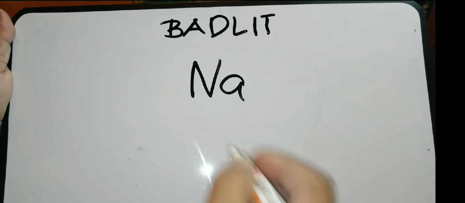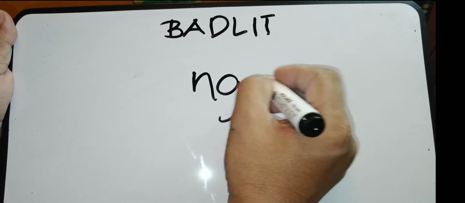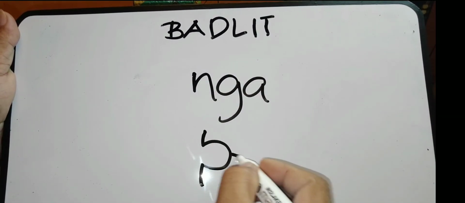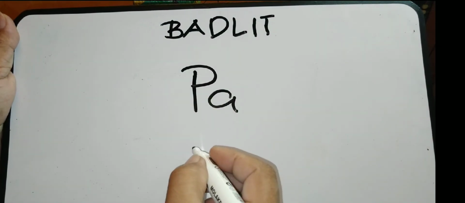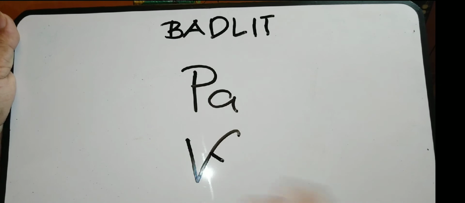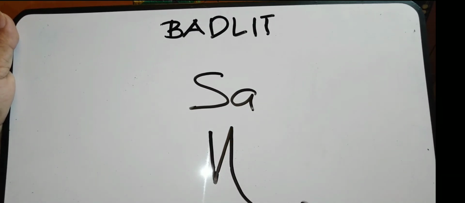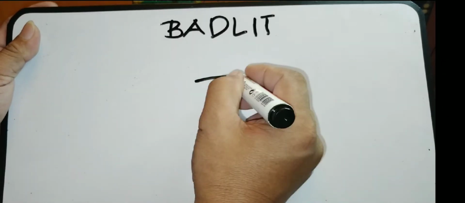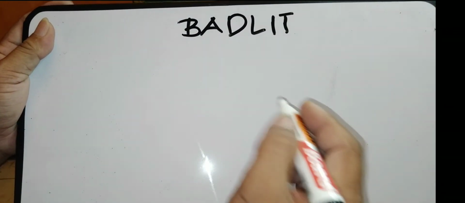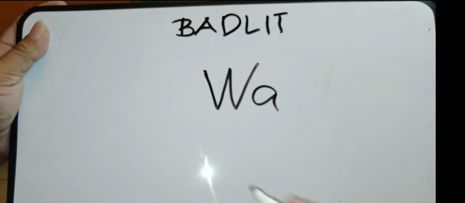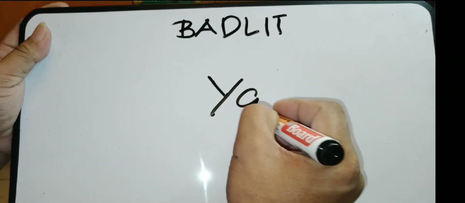Na. Nga. Pa, let's take this one. Sa, like the green. Ta. Wa is just a little circle. Then that is ya.